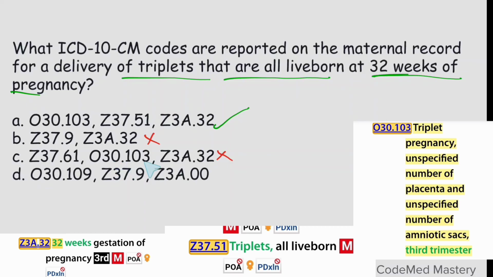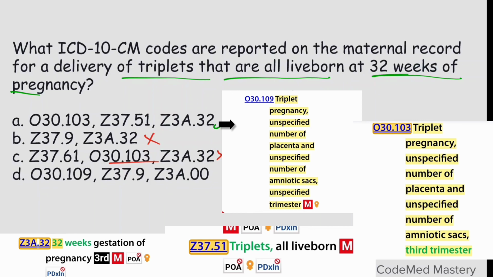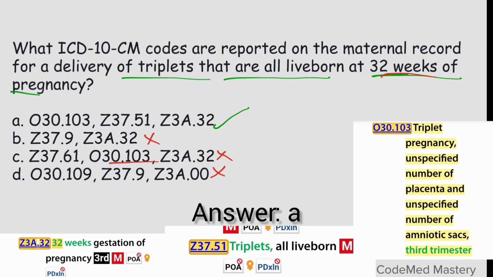And in option C, the O code they have mentioned as the second code. But remember, always we have to code O codes first. They have sequencing priority over codes from all other chapters. By that also we can eliminate option C. In option D, the first code is O30.109. That is for triplet pregnancy, unspecified number of placenta and unspecified number of amniotic sacs, unspecified trimester. But in the question they have mentioned the trimester, that is 32 weeks, which comes under third trimester. So we cannot code for unspecified trimester. So eliminate option D. The right answer is option A.